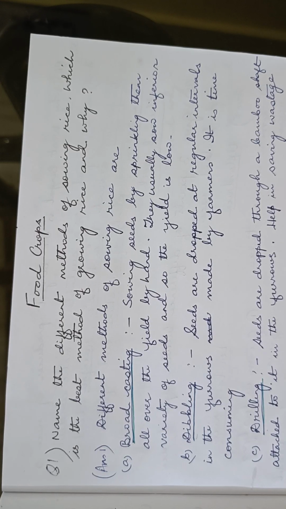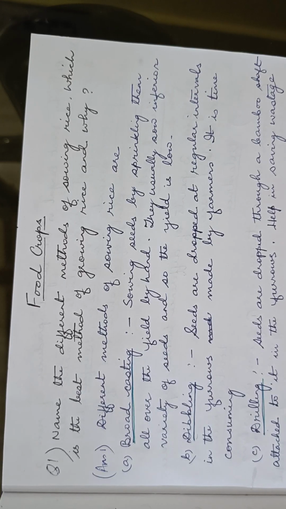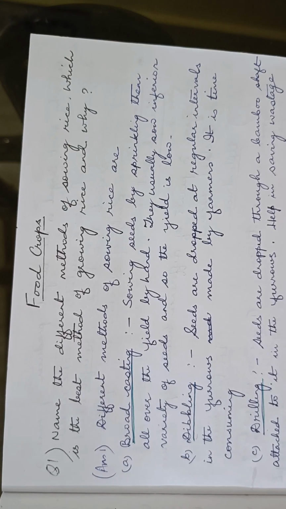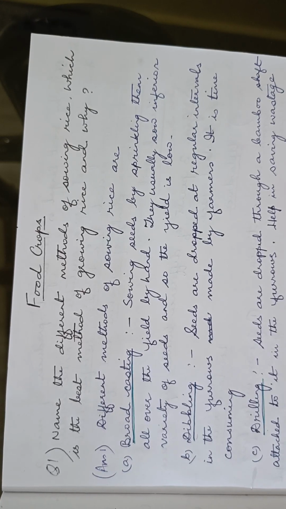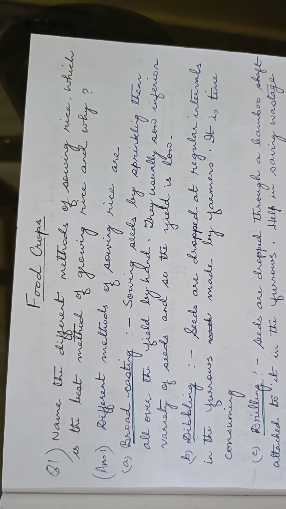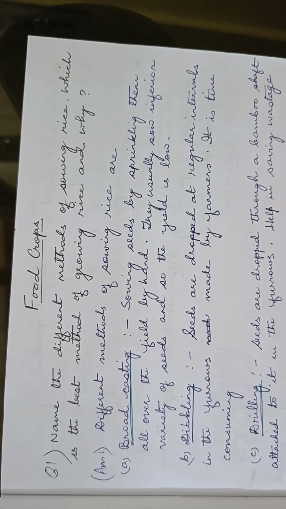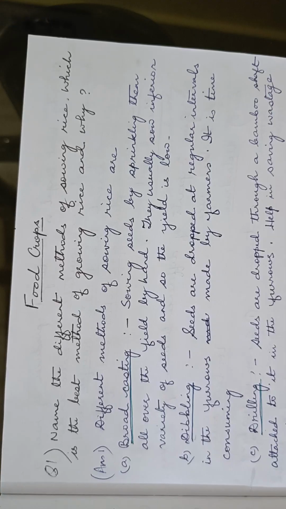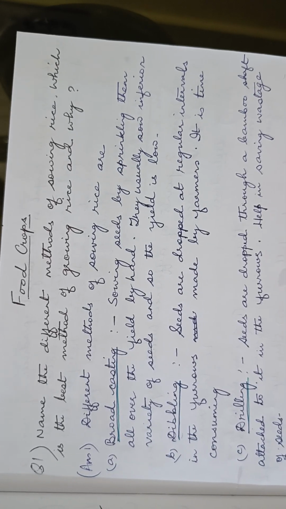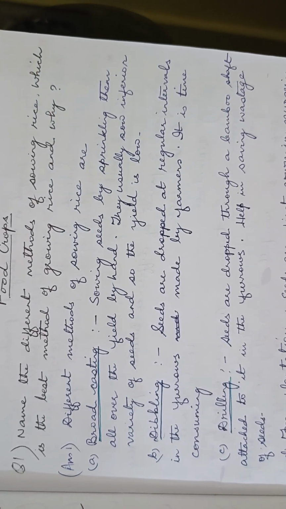Question number 1. Name the different methods of sowing rice. Which is the best method of growing rice and why? Different methods of sowing rice are: number 1, broadcasting. Now, in this method, sowing seeds by sprinkling them all over the field by hand. They usually sow inferior variety of seeds and so the yield is low.